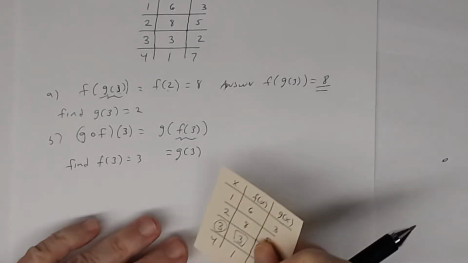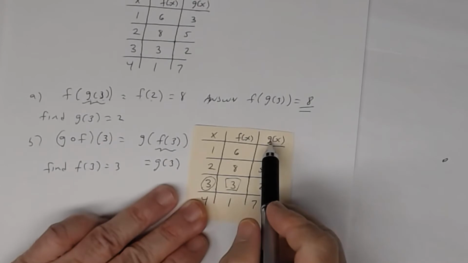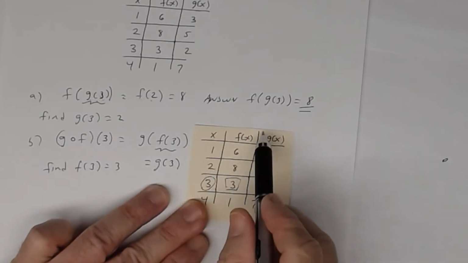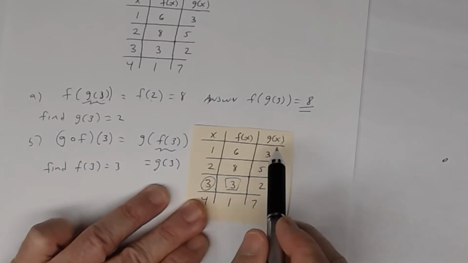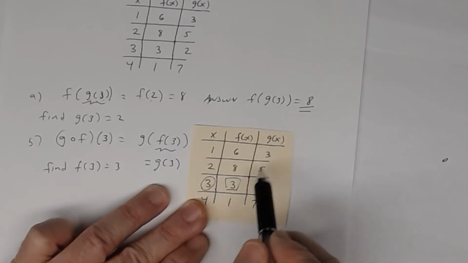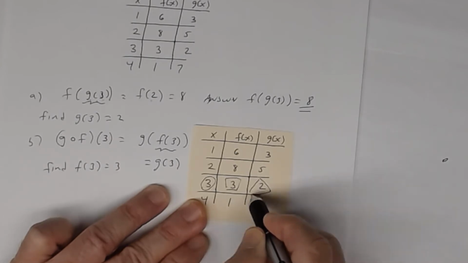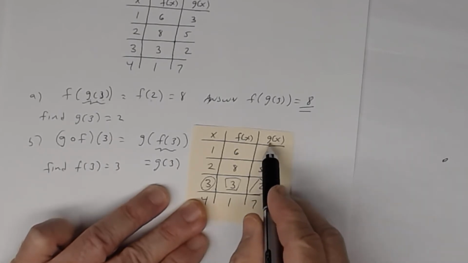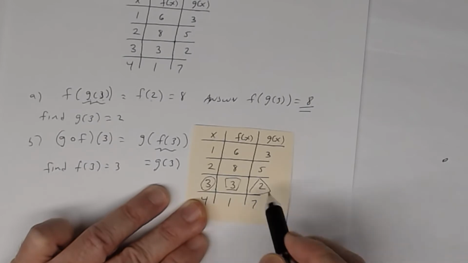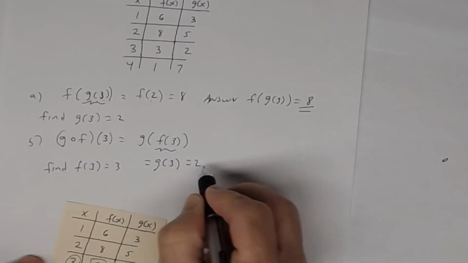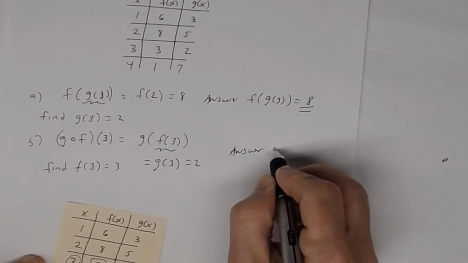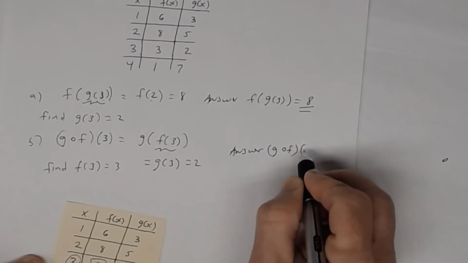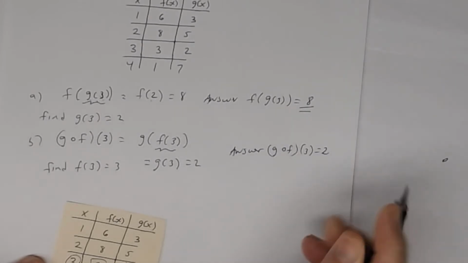I'm going to go to my table again. And this time, since I want to find g of 3, I got to use my column g of x. So g of 3, so when x is 3, g of 3 is 2 right here. All right, so g of 3 is 2. So this becomes 2. So therefore the answer you're going to say g composed with f at 3 is equal to 2.